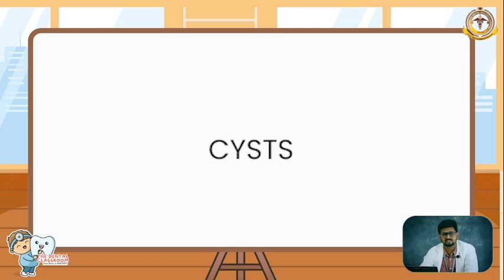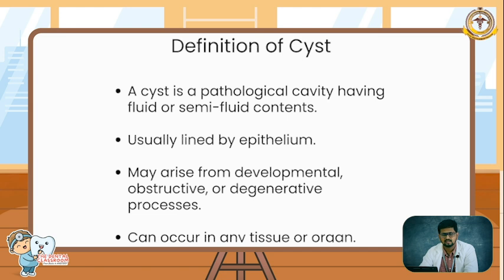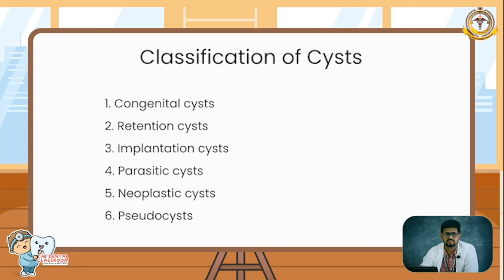So now we'll talk about the cyst. Cyst definition: it is a pathological cavity having a fluid or semi-fluid content, usually lined by an epithelium, which may arise from developmental obstruction or degenerative processes, and can occur in any tissue or organ. So classification of a cyst: it can be a congenital cyst or an acquired cyst. For congenital cyst, we will give a few examples in the next slides. And acquired cyst is retention cyst, implantation cyst, parasitic cyst, neoplastic cyst, and pseudocyst.